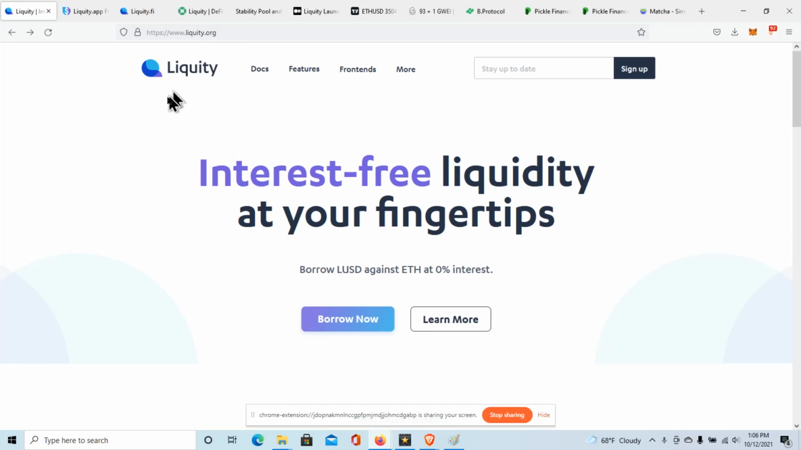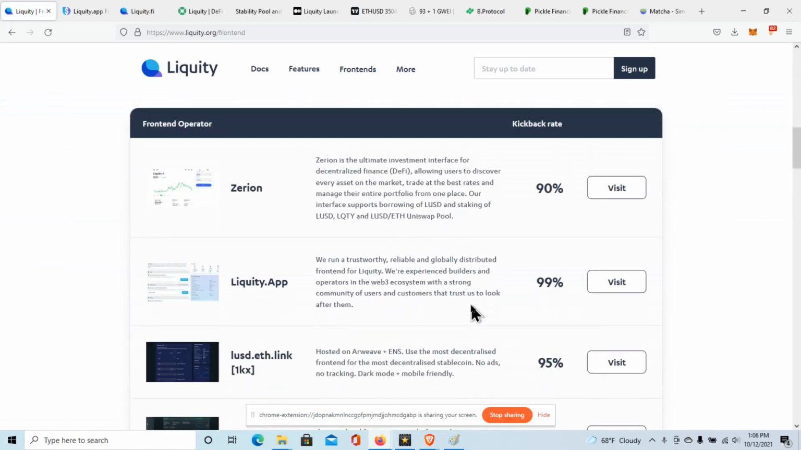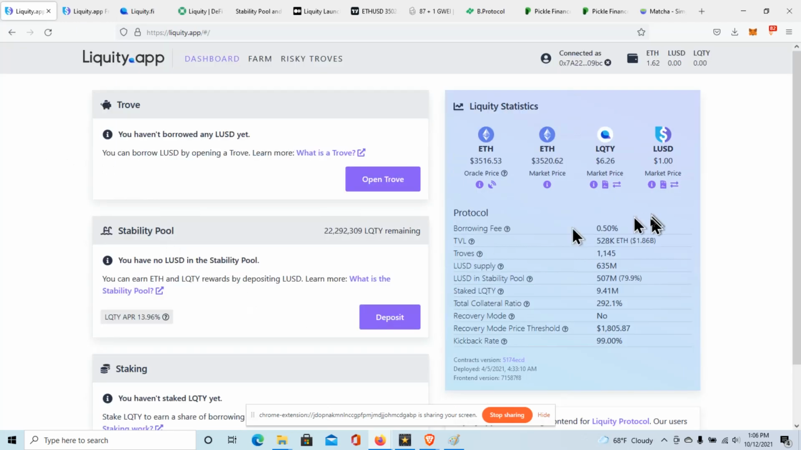So liquity.org is the main information page. You could go to borrow now. So it has a bunch of different front ends. They differ slightly in different ways. The main difference is the kickback rate, which you'll understand a little bit later in the video. One of my favorite front ends is liquity.app just because it has a lot more information on it. But maybe I'll show you how to use a couple of the other ones because they have different utilities. So as you can see, there are a lot of different stats here.